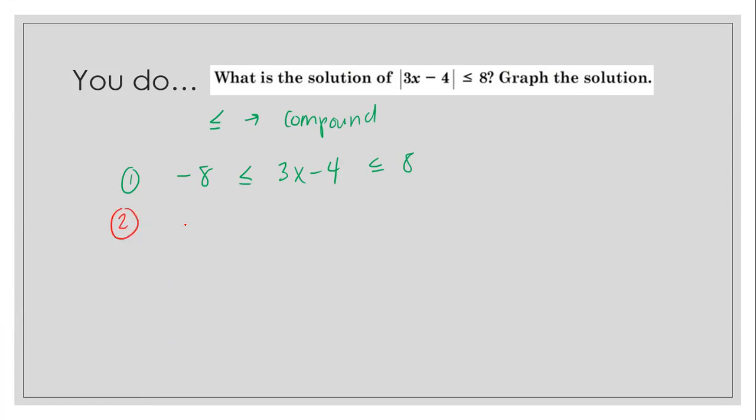And then step 2 is for me to solve my compound. To solve, my job is to get x by itself. So you should have added 4 to both sides. And that's going to leave you with -4 less than or equal to 3x less than or equal to 12. Then you should have divided by 3. And we're left with -4/3 less than or equal to x less than or equal to 4. Notice how I left the -4/3 as a fraction. You will do the same. Fractions are our friends.